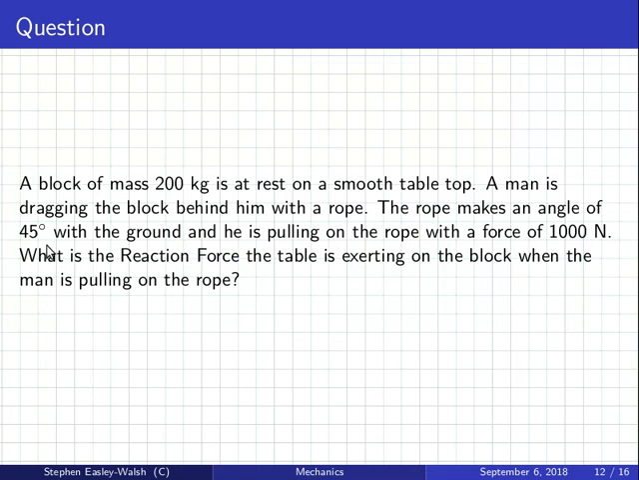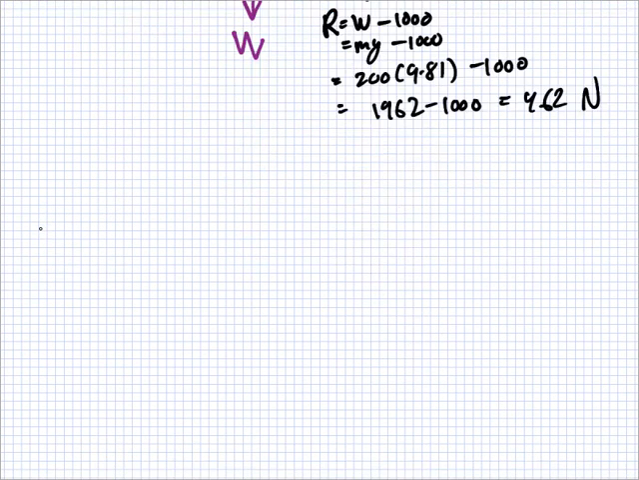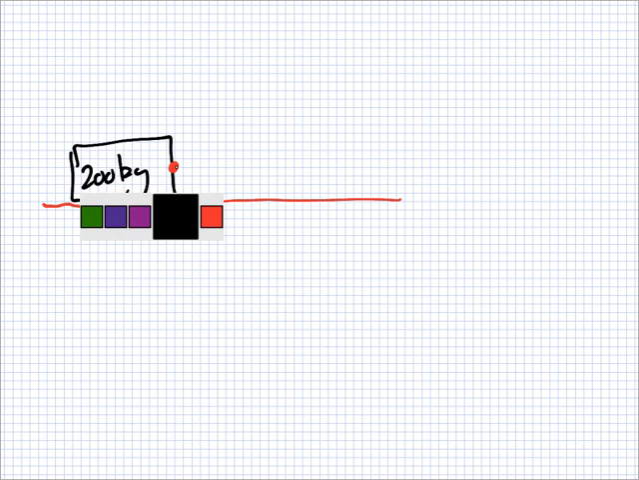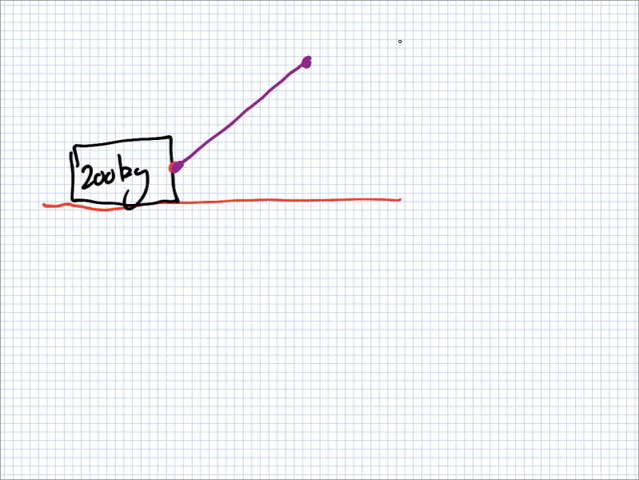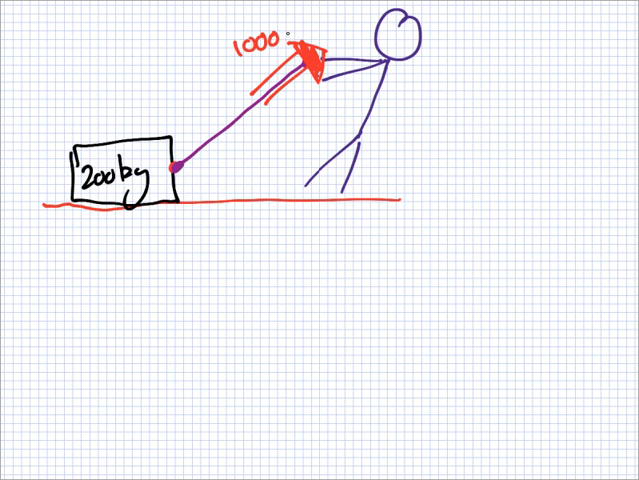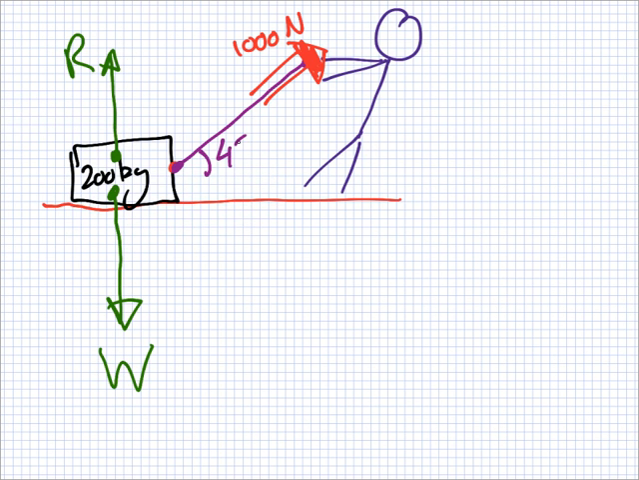Everything's the same except this time he makes an angle of 45. So it's like this. So this is 200 kilograms, and here's the rope, and I should make them a different colour. Okay, and he's still pulling at a force of, what did I say? 1,000 newtons. And we still have a weight here, and we still have a reaction force here, and now we have an angle of 45 degrees.